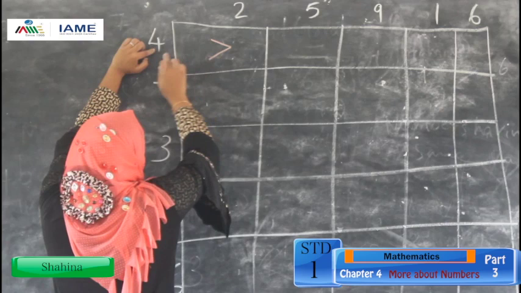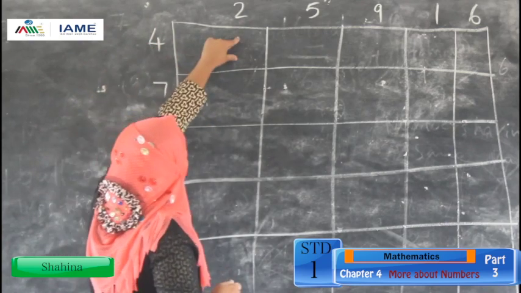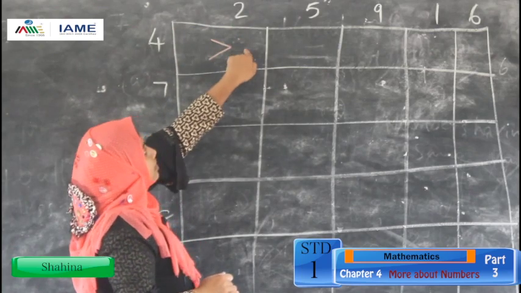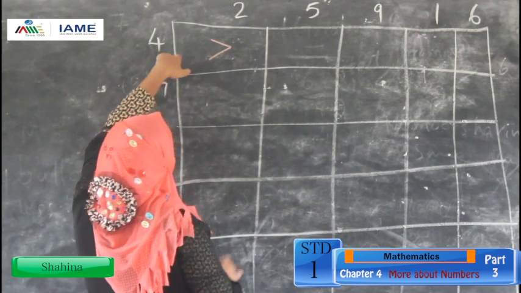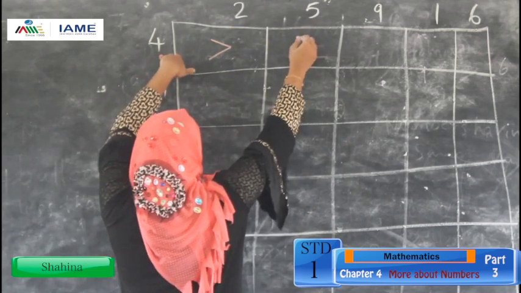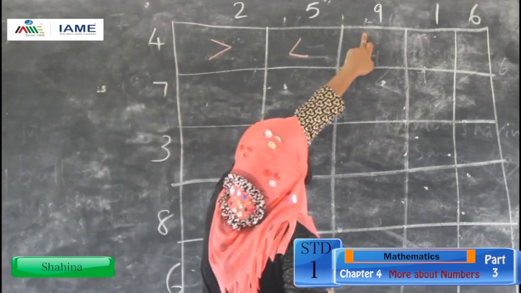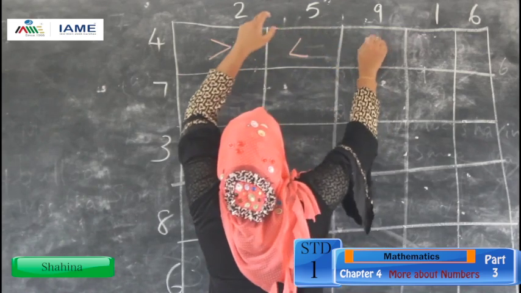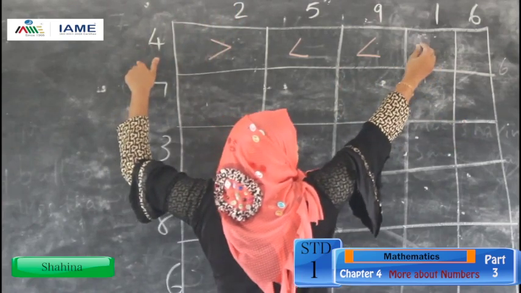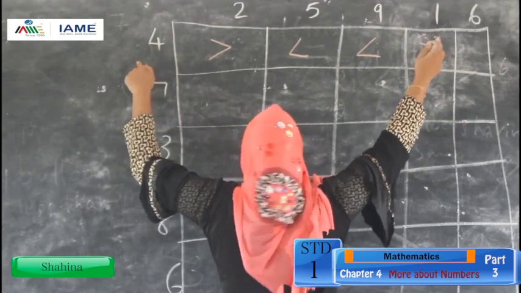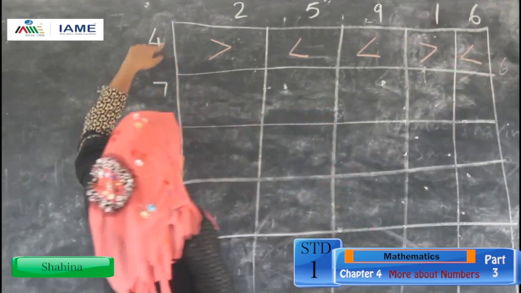The open mouth goes to the greater number and the end goes to the small number. Okay. The next one, 4, 5. Yes, 5 is the greatest and 4 is the smallest. Then 4, 9. Yes, 9 is the biggest one and 4 is the smallest one. 4, 1. Here 4 is the biggest one, 1 is the smallest one. 4, 6. Yes, 6 is the biggest and 4 is the smallest.